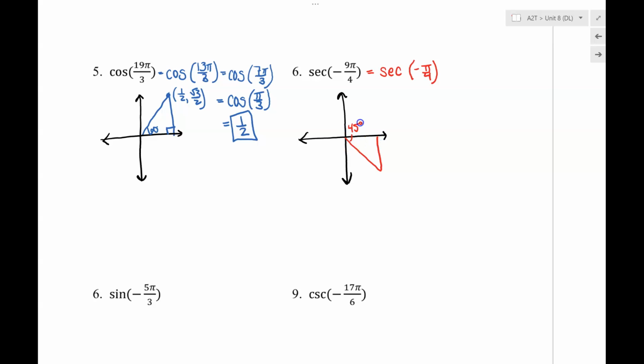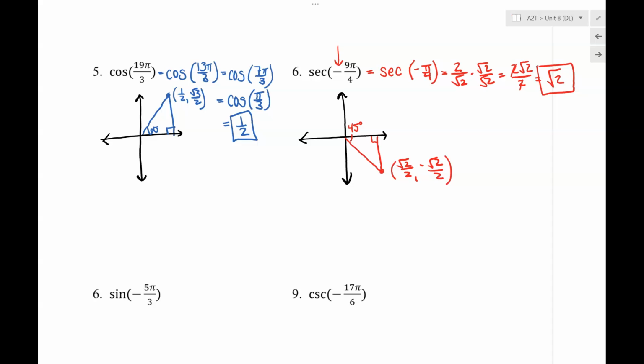This is a 45-degree reference angle. Why did I go down? Because we know that in the fourth quadrant, cosine is positive, sine is negative, okay? And secant is the reciprocal of cosine. So that is 2 over rad 2 times rad 2 over 2, which is 2 rad 2 over 2, and the 2's can reduce, so we're left with a positive rad 2 for secant of negative pi over 4.